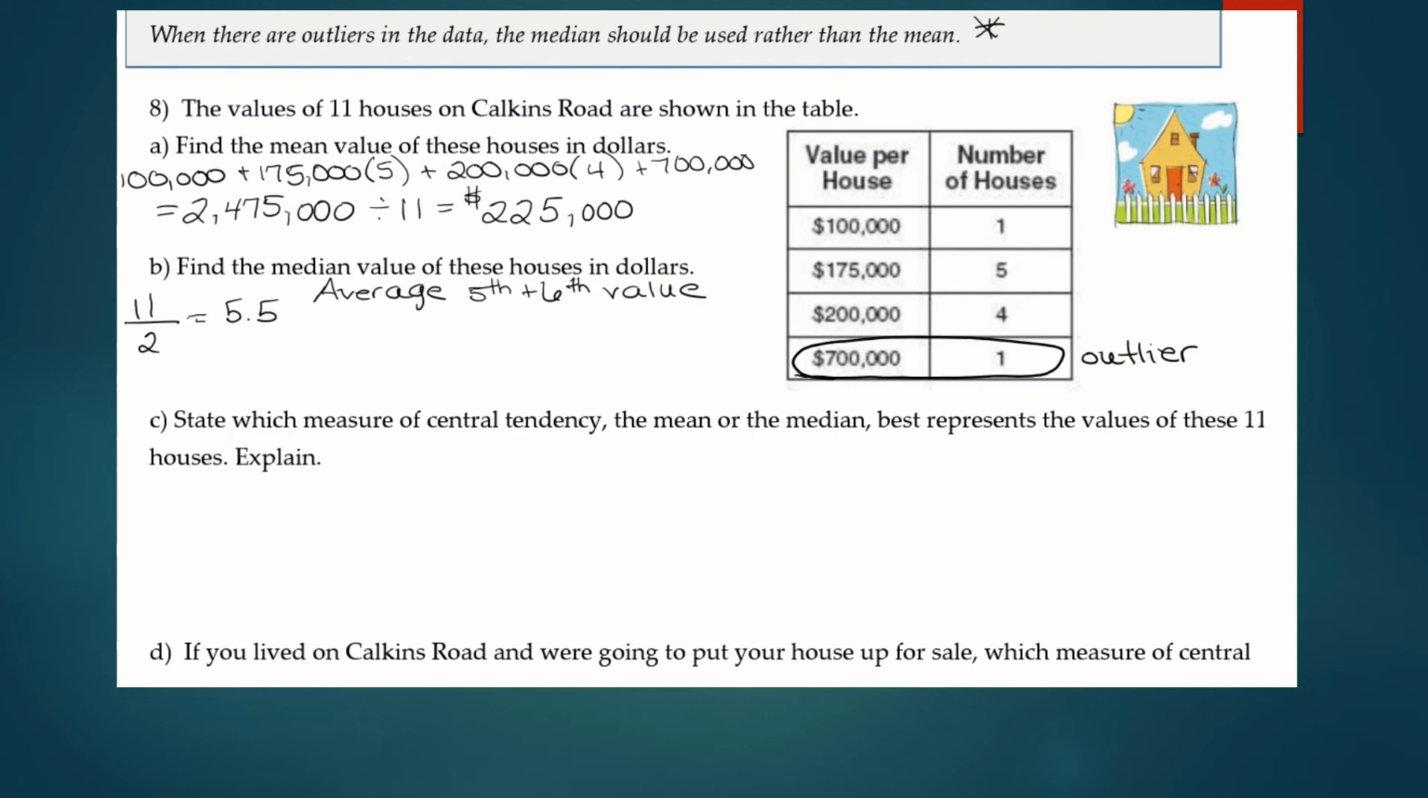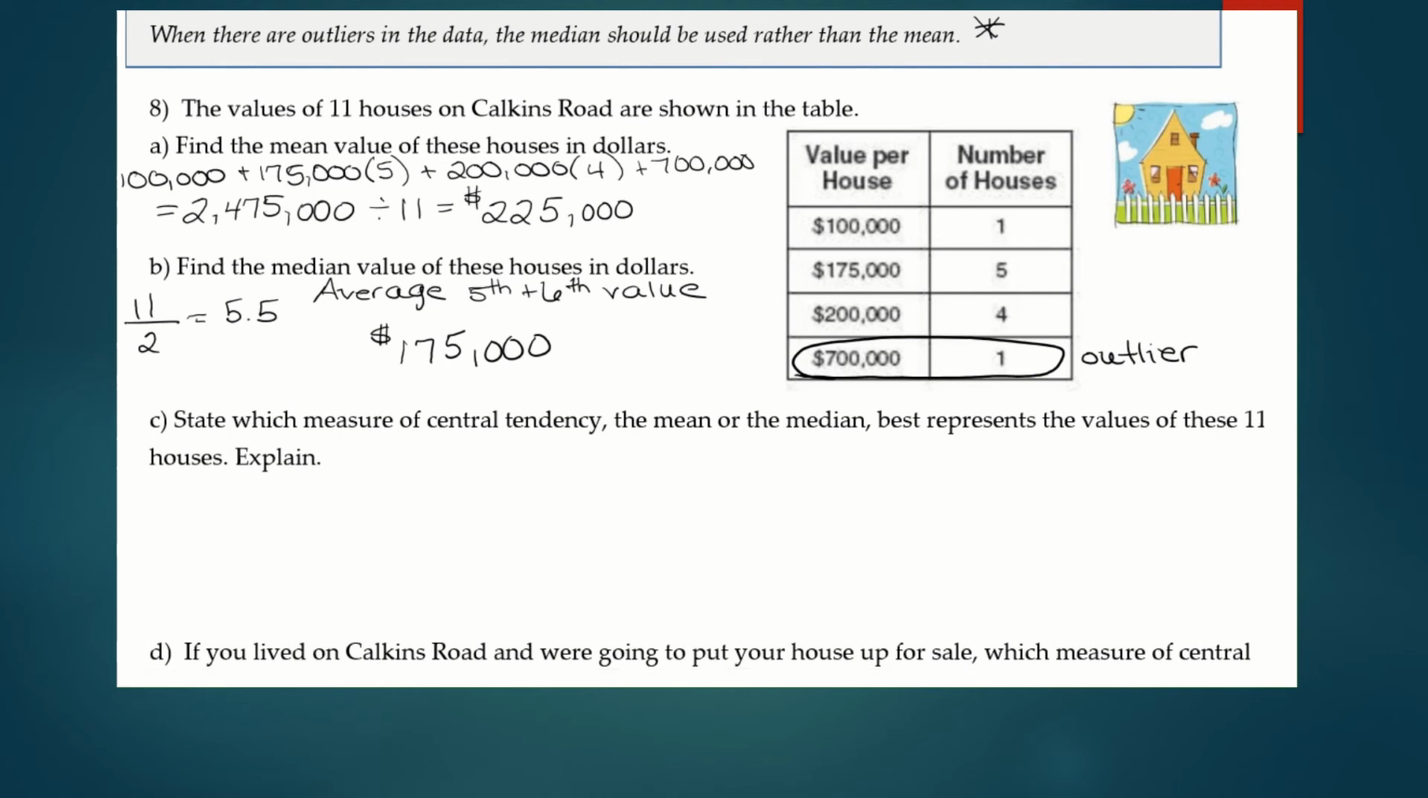With that being said, if I have one $100,000 house followed by 5 $175,000 houses, my 5th and 6th values are going to come at 175,000. So 1 and then 2, 3, 4, 5, 6. 5 and 6 still fall under that $175,000 category. Seeing as they're the exact same value, no averaging really needs to take place. We just know that the median is $175,000 because that's where the 5th and 6th values lie.